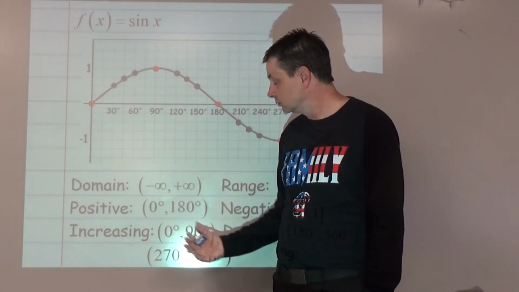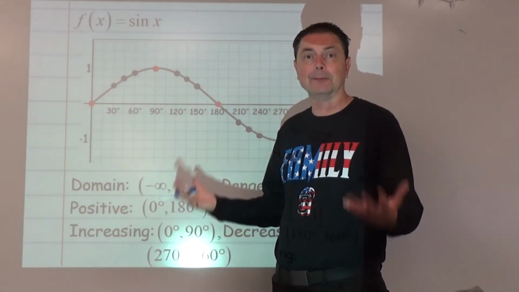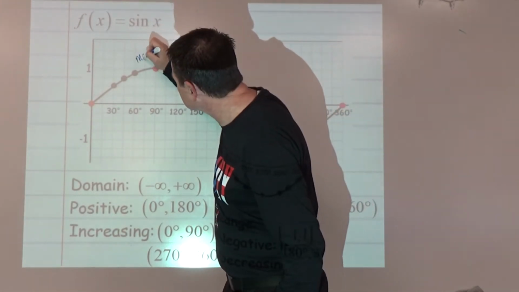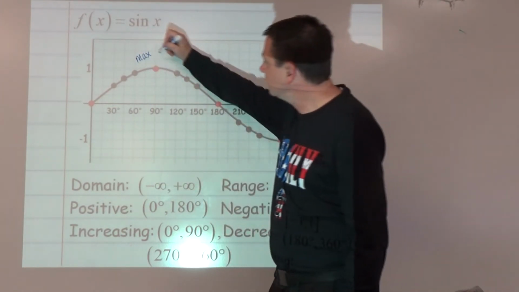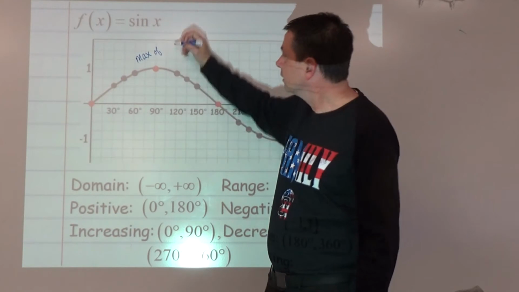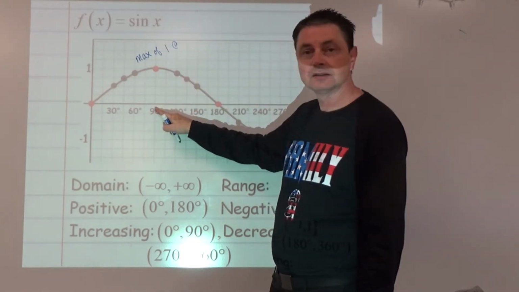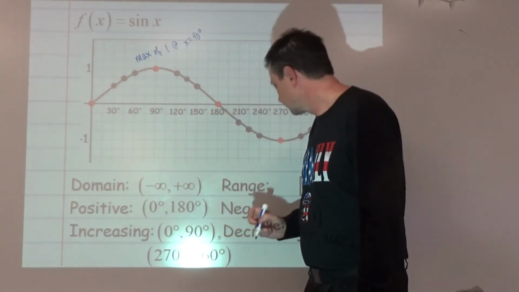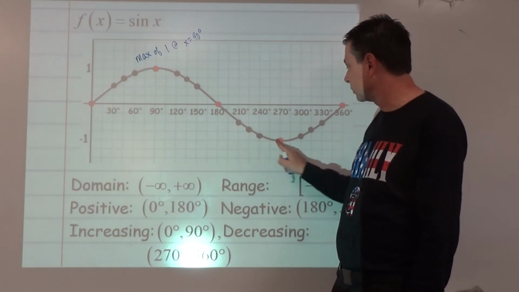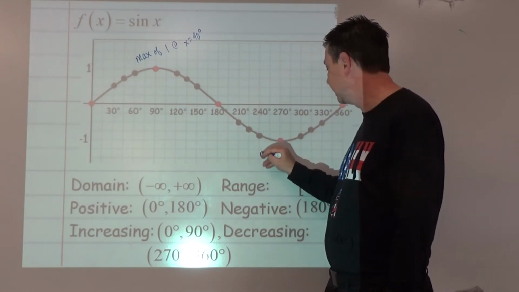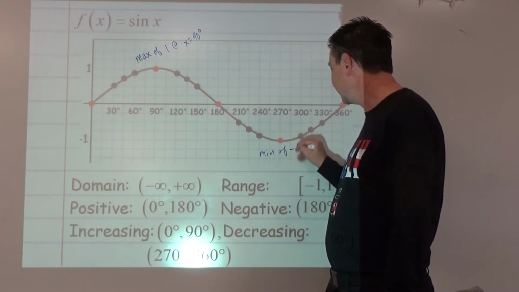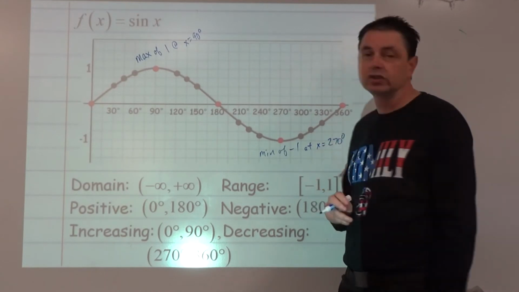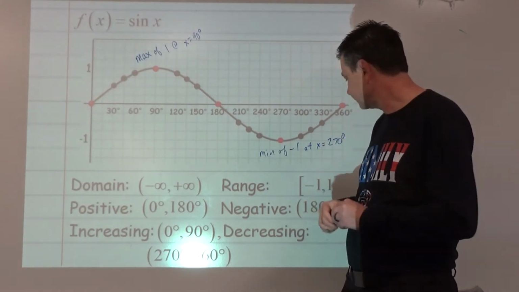We didn't talk about it here, but we could also identify maximum. Where is there a maximum? There is a maximum of 1 at x equals 90 degrees. And then because right here we changed from decreasing to increasing, there's a minimum of -1 at x equals 270 degrees.